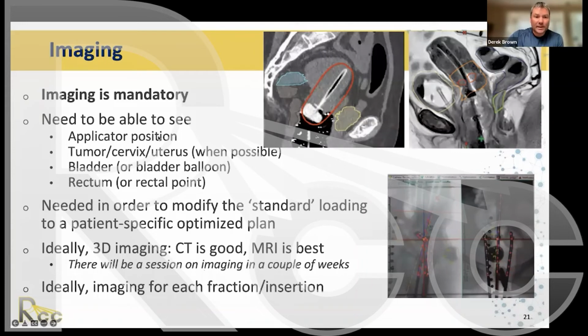We need to be able to see the applicator position for sure, because we need to digitize. It's great if we can also see the tumor, the cervix and the uterus, and the bladder and the rectum. In order to be able to modify the standard loading, we're going to need three-dimensional images, because otherwise we're not going to be able to see our treatment volume, our high-risk CTV, or our organs at risk.